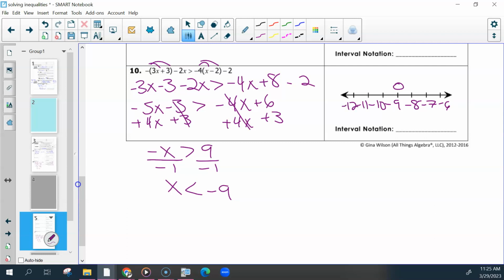And then going to the left or going to the right? Left. Now this one's different than the other ones, but same process. Where would this one start if it keeps going to the left? Negative infinity. So parenthesis. Where does that end? Negative 9. Parenthesis or bracket? Parenthesis because it's open. But had it been closed, that would have been a bracket.